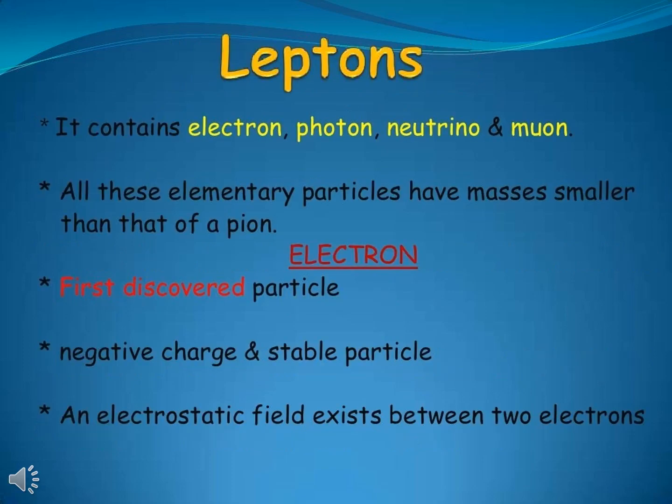This slide shows about leptons. So it contains electrons, photons, neutrino and muon. All these elementary particles have masses smaller than that of a pion. So next electron. So first discovered particle is electron. It has negative charge and is a stable particle, and an electrostatic field existed between two electrons.